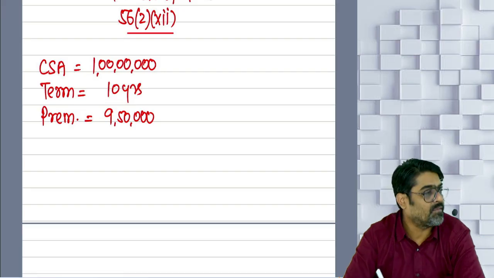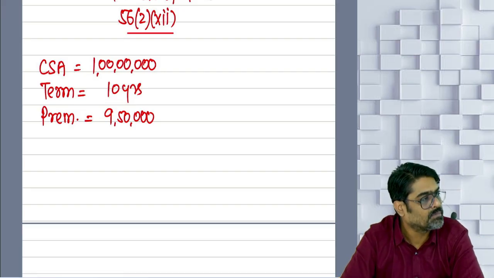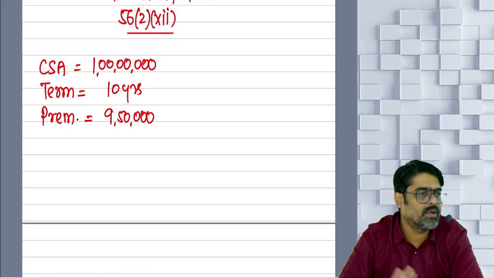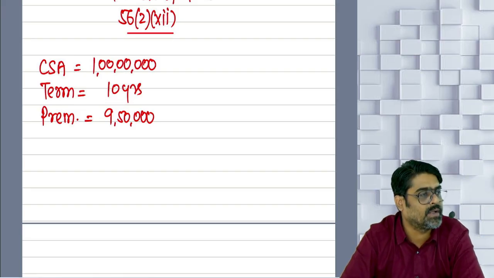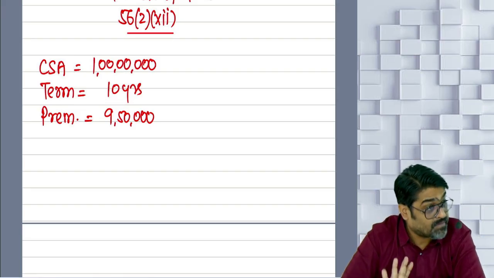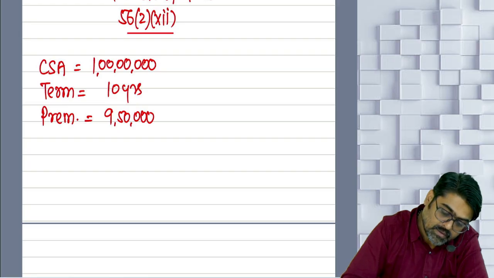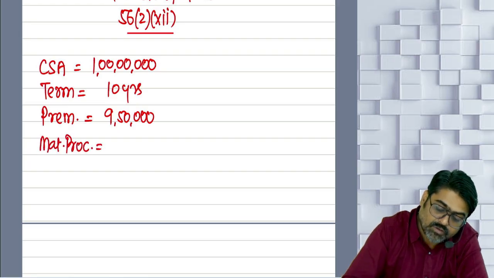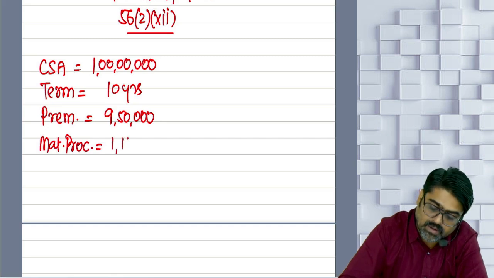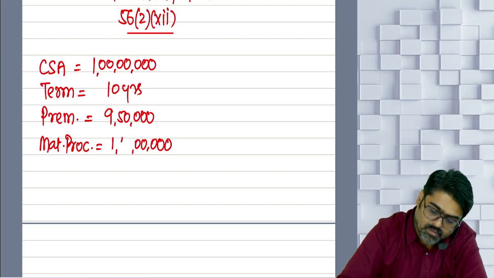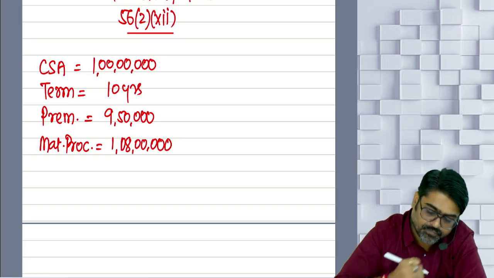So this 9 lakh 50,000 you have to pay for how many years? Pay for 10 years. In 10 years, how much amount you have given to the insurance company? 95 lakhs. The maturity proceeds which the insurance company will give you will be 1 crore 8 lakhs, including bonus.